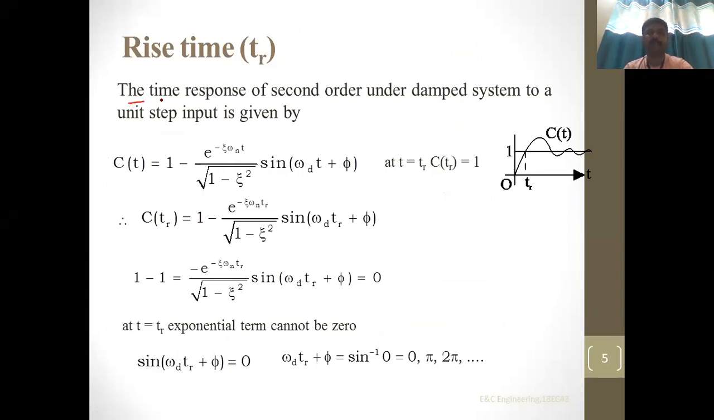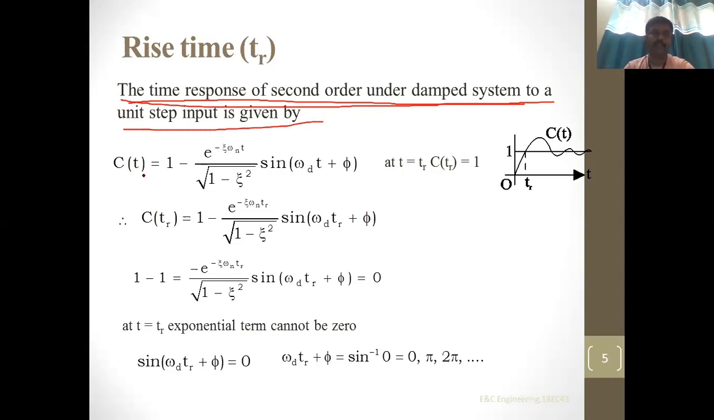It is nothing but the time response of a second order system. Strictly speaking, it is the time taken by the response to reach from 0 to 100% of its final value. Now, before we proceed with the parameters, first we need to have the time response of a second order system for the underdamped case, for a unit step input.